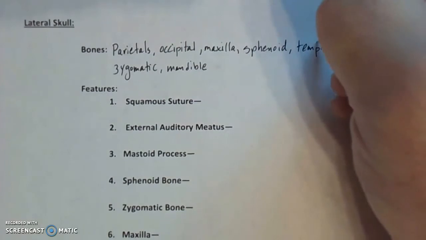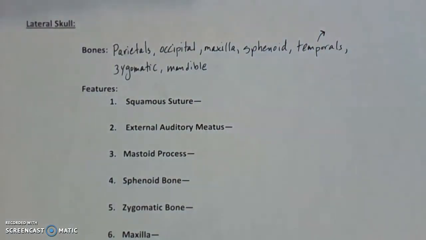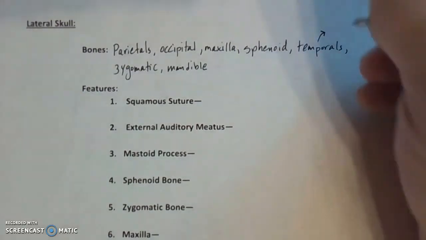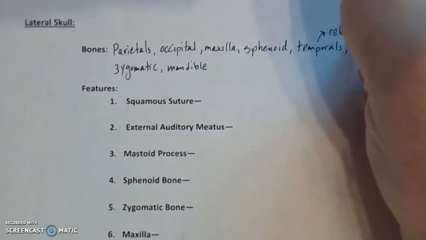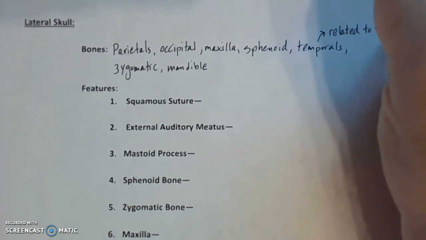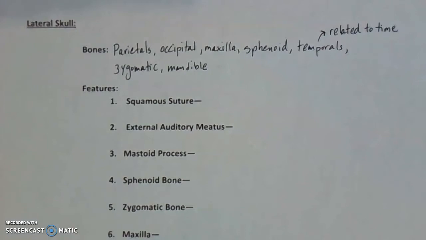Now, the temporals have a pretty unique reason why they're called temporal. Temporal literally means related to time. And these are at the temples. The thought is that it was named this because this is one of the ways to tell how old somebody is by looking at their hair color. The hair at the temple area is usually one of the first to turn white or gray. So that's how that is named.